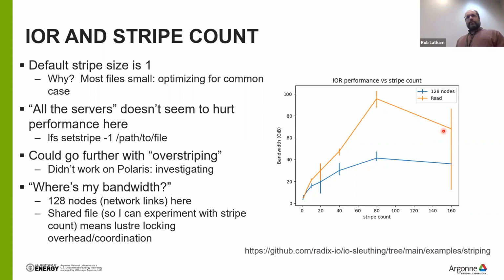So I would say that for most large IO runs, use all the servers. That's lfs setstripe -1 on the file, or use the MPI-IO parameters, or do whatever you can do to use all the servers.